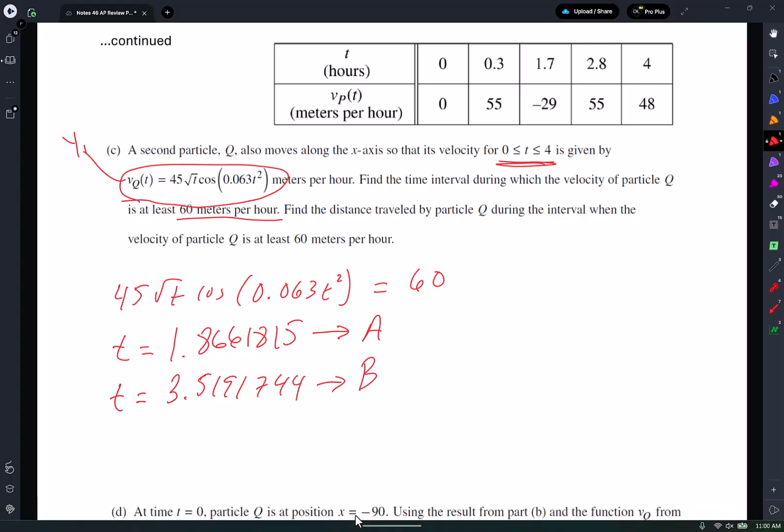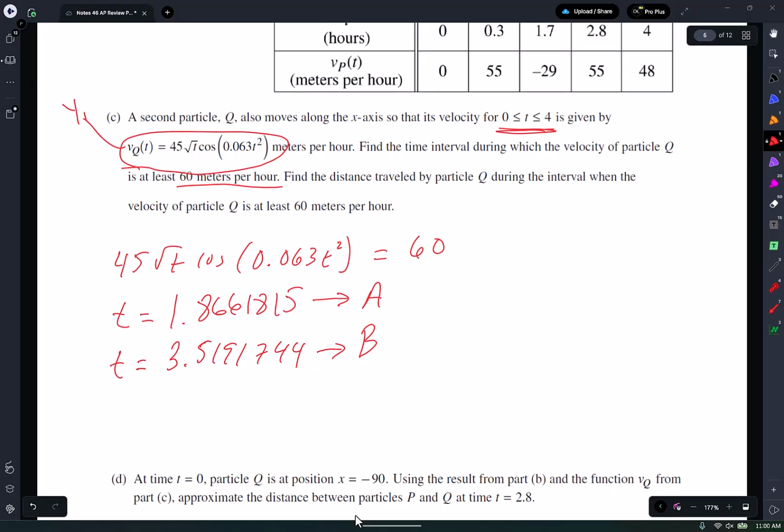You ready? It says, find the distance traveled by the particle Q during the interval when the velocity of the particle Q is at least 60 meters per hour. How do I find distance traveled? So tell me what I write. Integral. Perfect. Because you already defined A and B, you can use A and B anywhere now. On letter D, you can use them again, A and B.